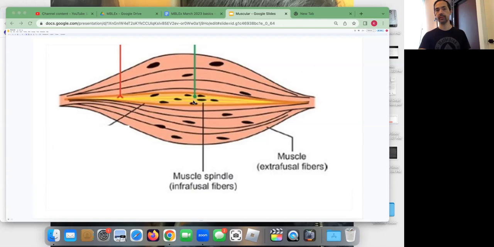Here's just another rendering. You have the intrafusal muscle spindle fibers or muscle spindle cells. You have the spindle itself in kind of orangish. And then the big belly is made up of the extrafusal fibers. On the MBLEx they will sometimes use the word fibers and cells interchangeably. So they'll say intrafusal cells, intrafusal fibers, same thing. That's how they did it in the e-guide.